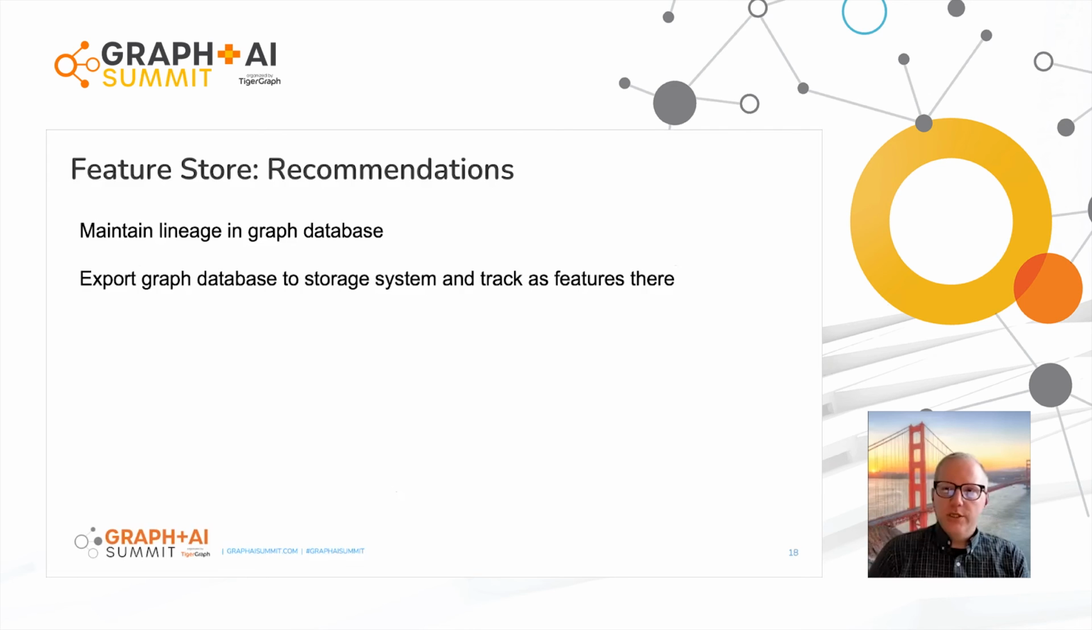And so my recommendations here would be a couple of things. First, you can maintain your lineage in your graph database. And second, as an option, you could export data from your graph database periodically to your storage system or to your data warehouse and track it as features there. Once it's exported as a set of flat files, say with one set of files tracking the vertices and another tracking the edges, then it's a little bit easier to ingest it into a feature store.